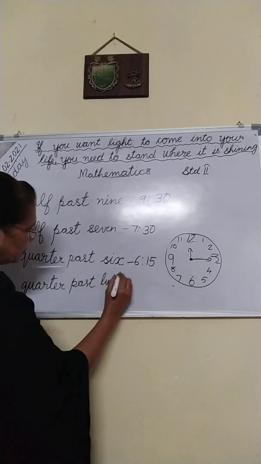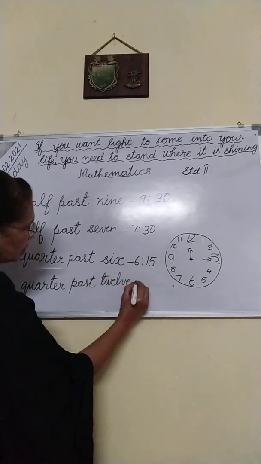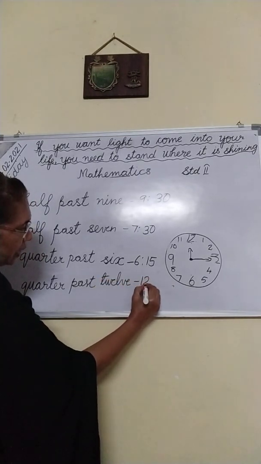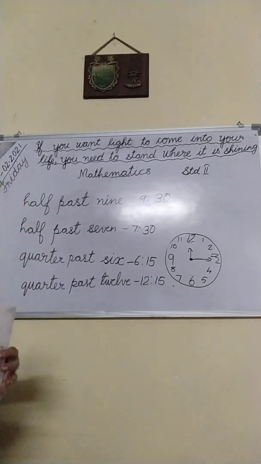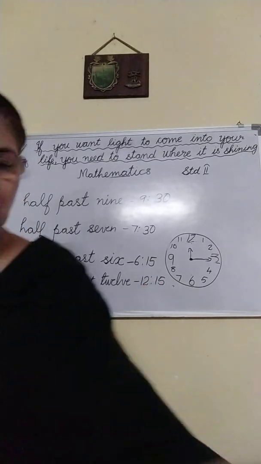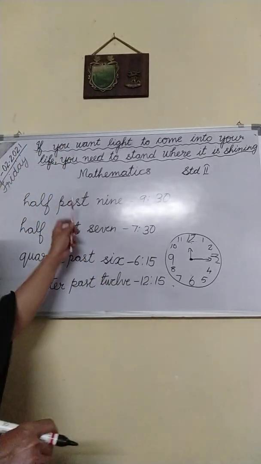Quarter past. That is 12:15. Okay, right? So just copy this down into your book.